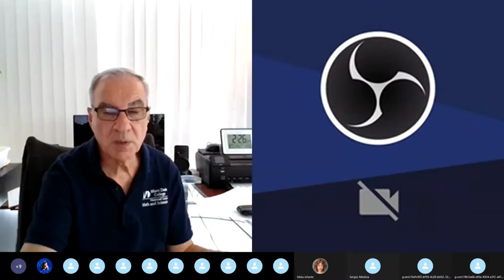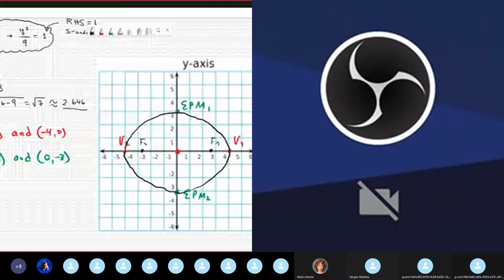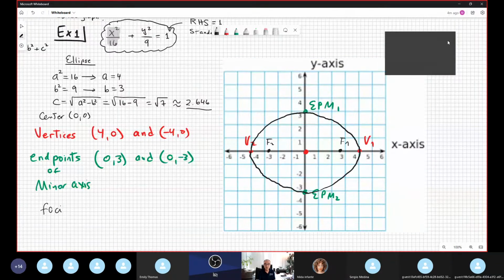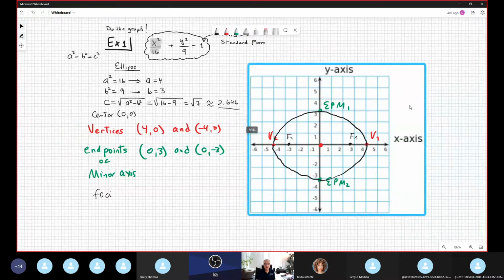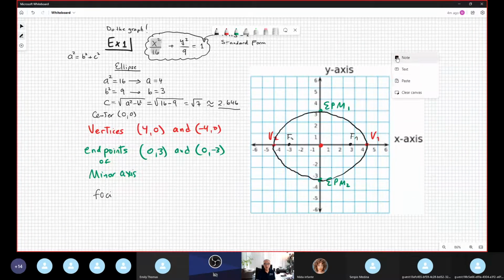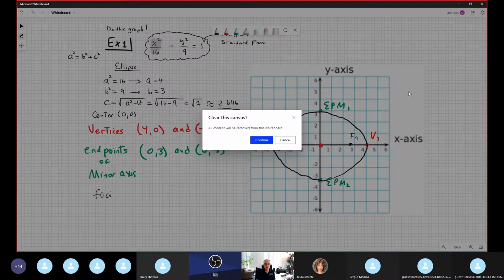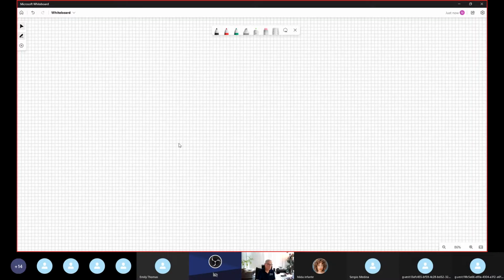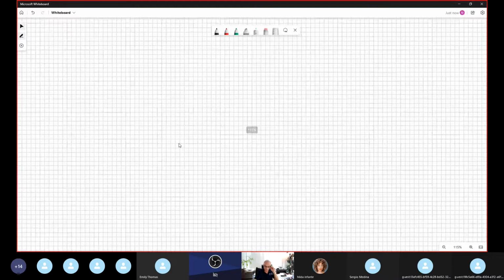Was example 1 easy or complicated? It was easy, eh? Okay, because I want to erase everything. Do you see the whiteboard or no? Tell me, guys. Okay, Emily D. Example 2, Emily.